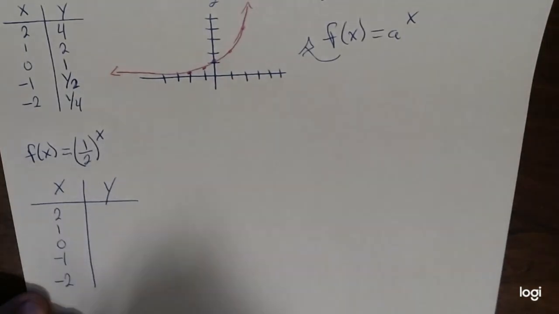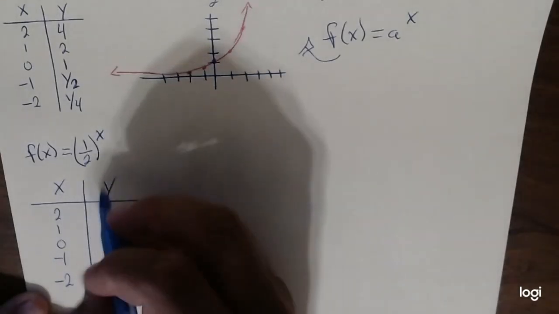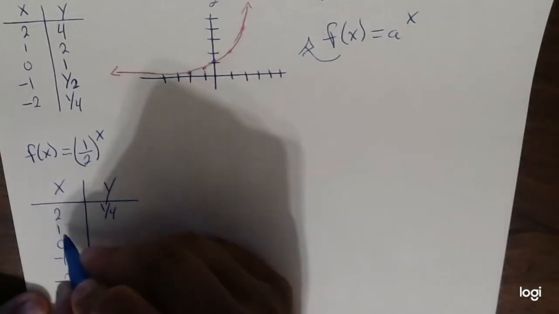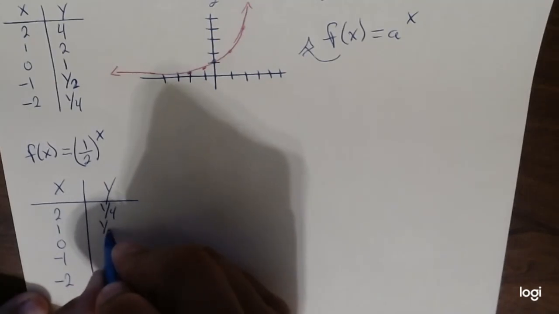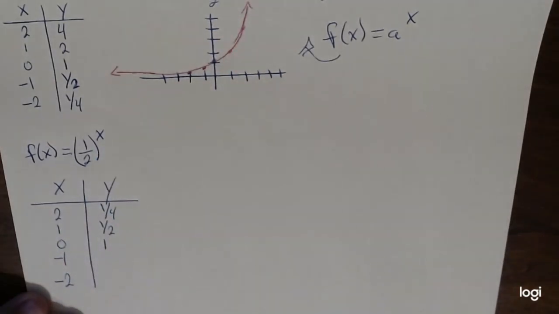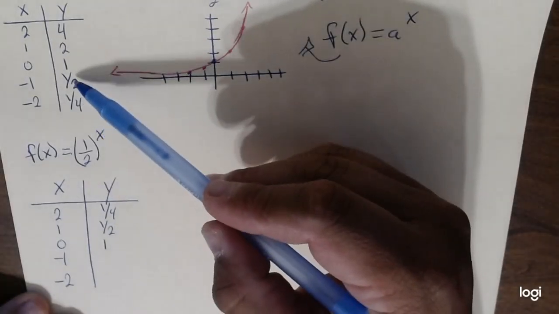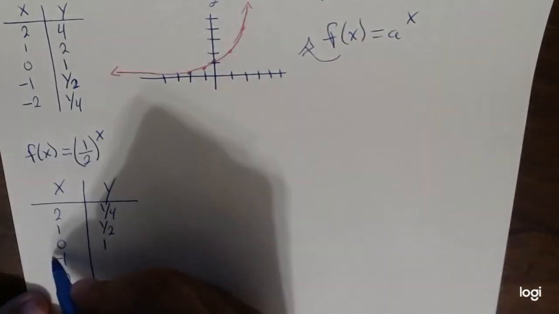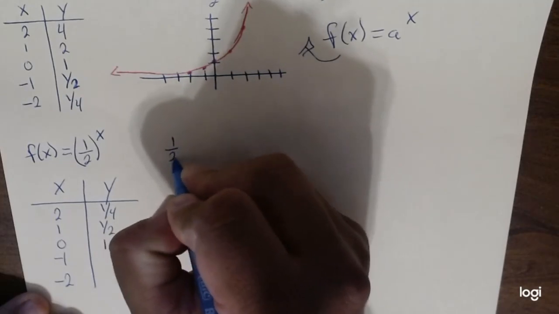Okay. So if I plug in 2 now, 1/2 squared is going to be 1/4. 1/2 to the first power is going to be 1/2. And 1/2 to the 0 power is still going to be 1, right? Because of the pattern. So if you notice, it goes in the opposite direction, right? Because now if I plug in -1, it's a little trick question, right?